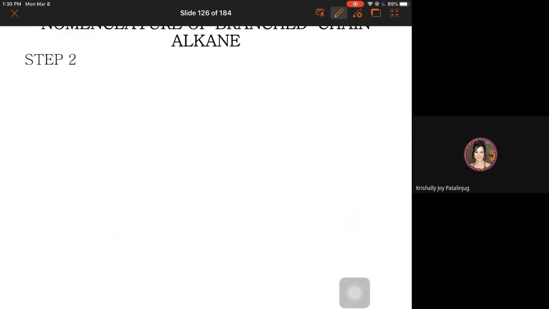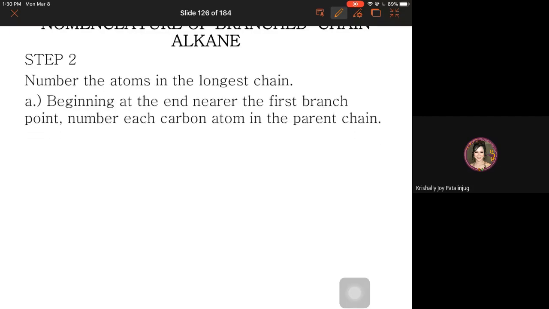Okay? So let us proceed to step number 2. Again yung step 1, find the parent chain. Pagdating sa step 2, you are now ready to number the atoms in the longest chain. So how do we number? How do we assign number sa carbon atoms in the longest chain? Letter A, you have to begin at the end, at the terminal carbon that is nearer the first branch point.